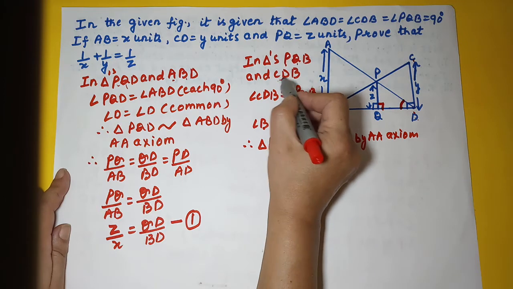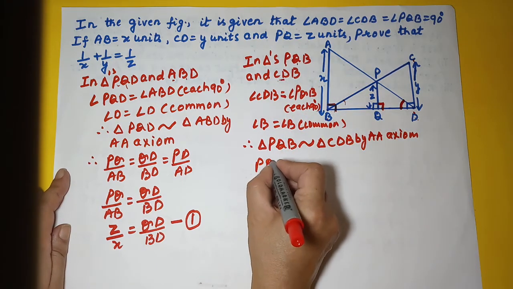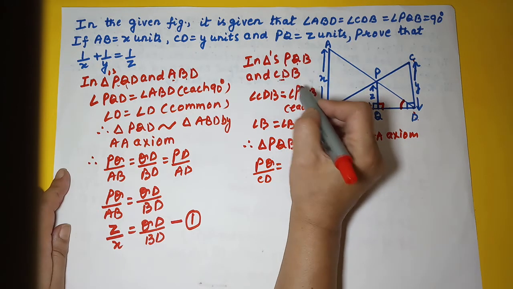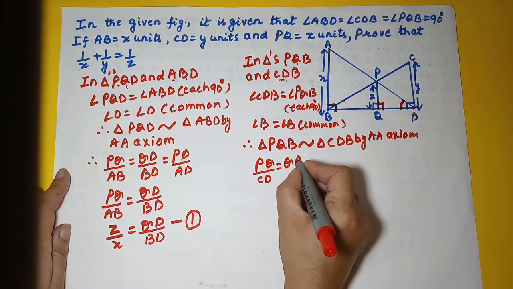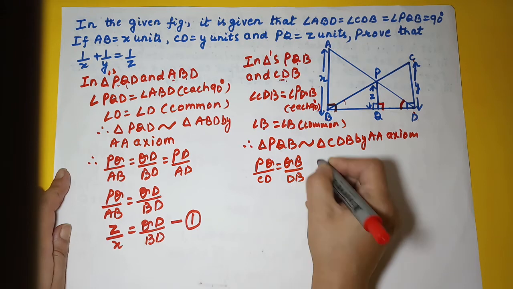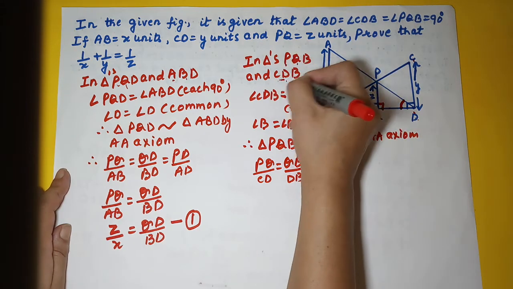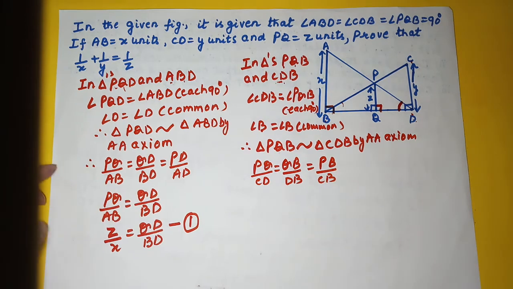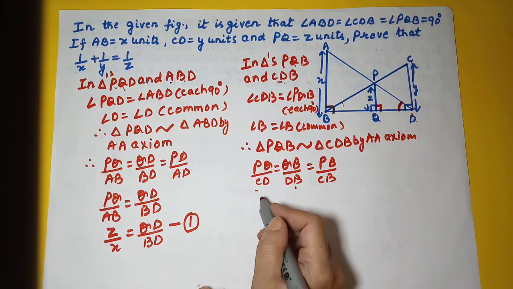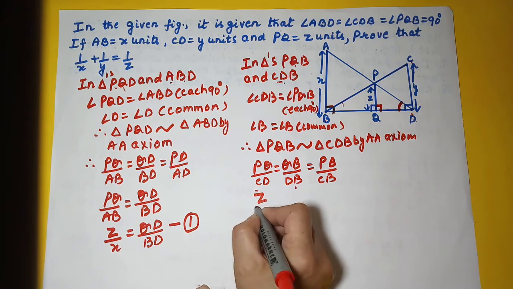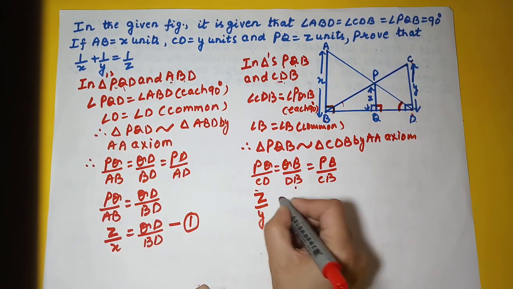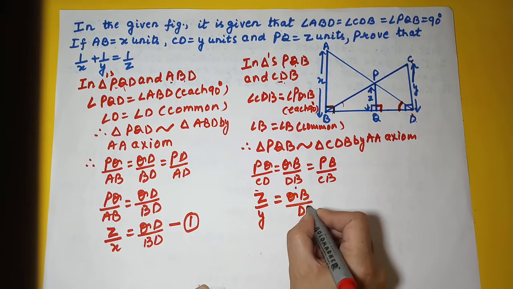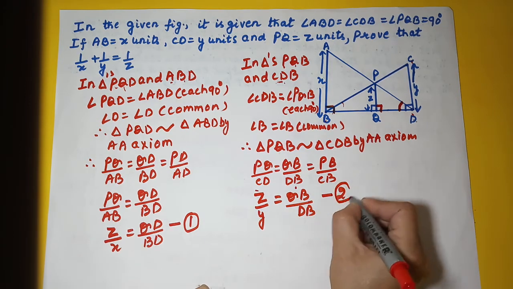So, PQ upon CD will be equal to QB upon DB will be equal to PB upon CB. Right? Now we will take these two. PQ is Z, CD is Y, equal to QB upon DB. This is my second equation.